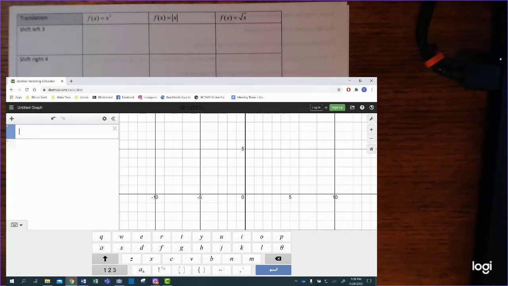Okay, so we're going to look at 3 different functions, because for these translations and transformations, the rules are the same no matter what type of function you have. Even if it's a function you don't really see that much, or you don't even know what it looks like, the transformation rules are going to work the same way. So the first function is f of x equals x squared.